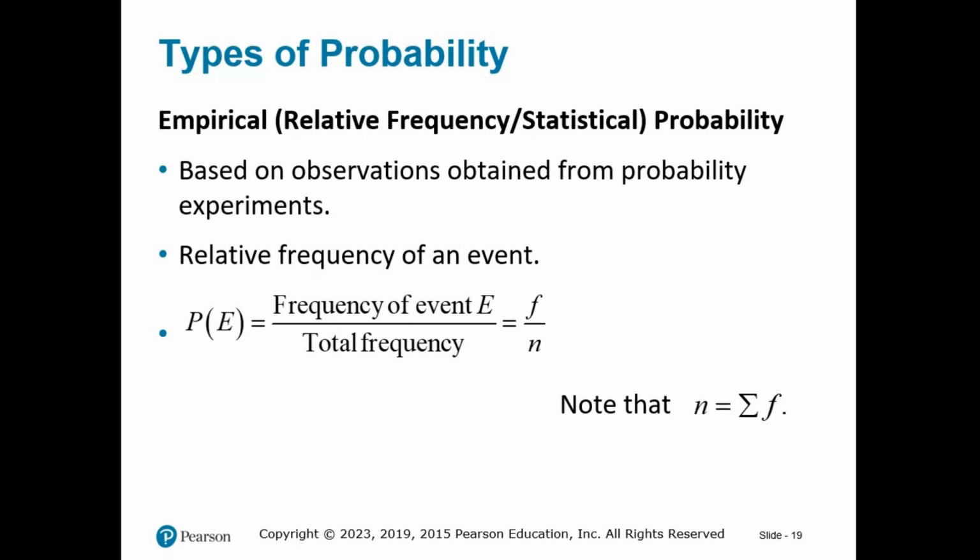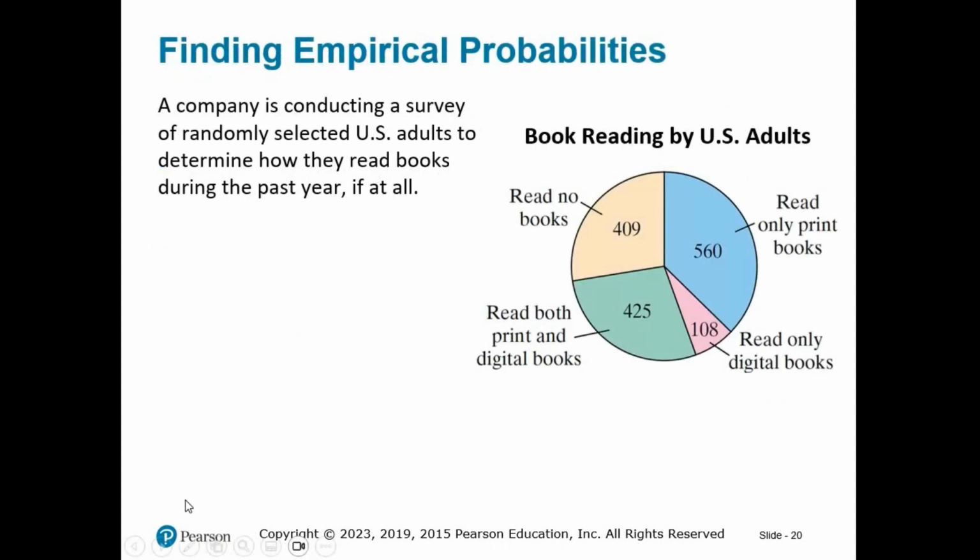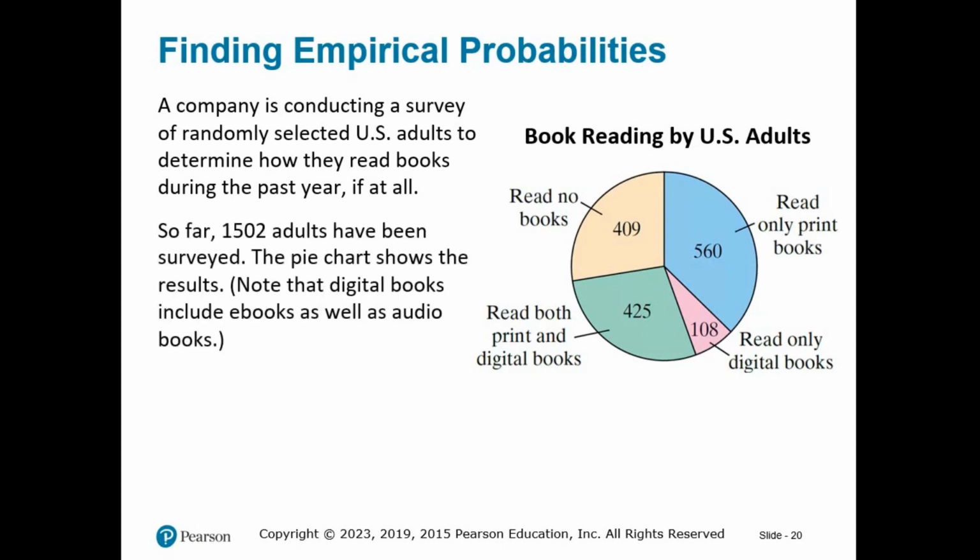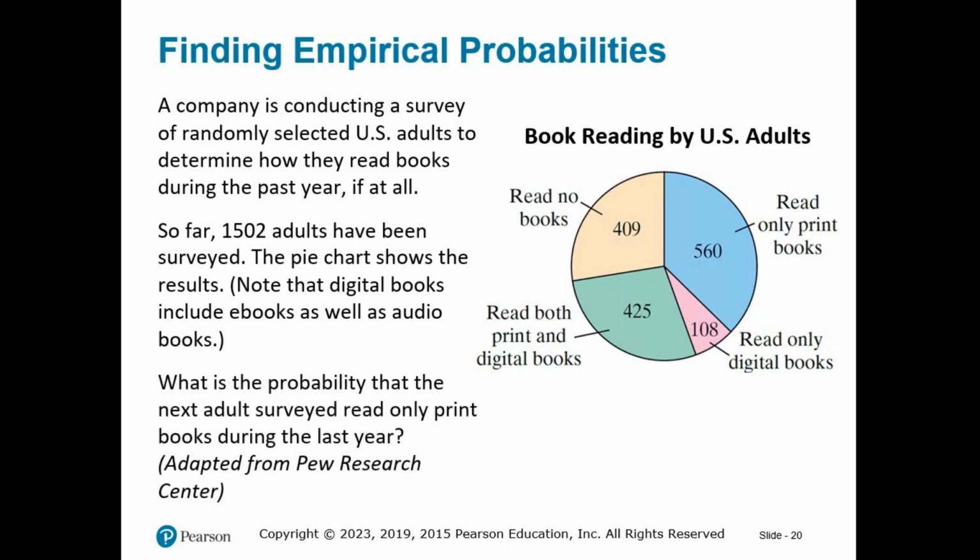Here's an example involving empirical probability. A company is conducting a survey of randomly selected U.S. adults to determine how they read books during the past year, if at all. So far, 1,502 adults have been surveyed. The pie chart shows the results. Note that digital books include e-books as well as audiobooks. What is the probability that the next adult surveyed read only print books during the last year?